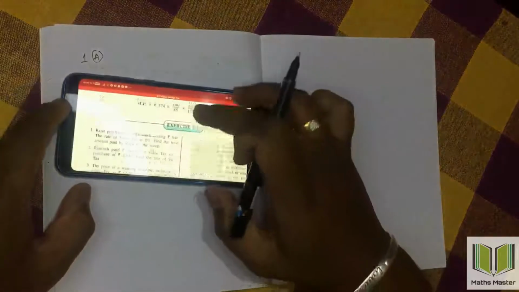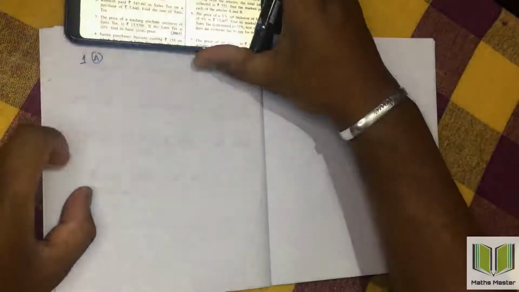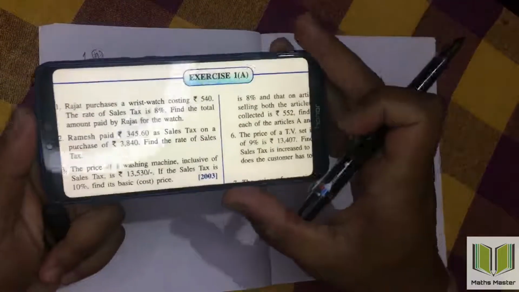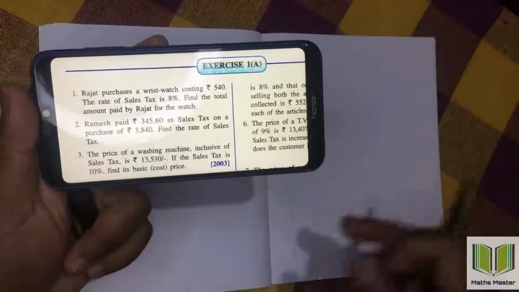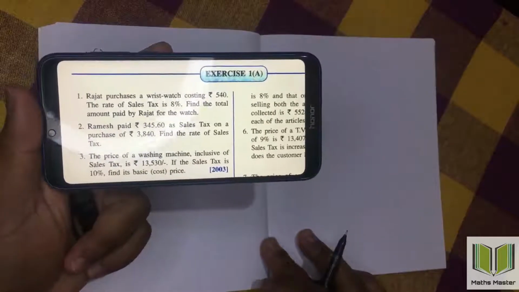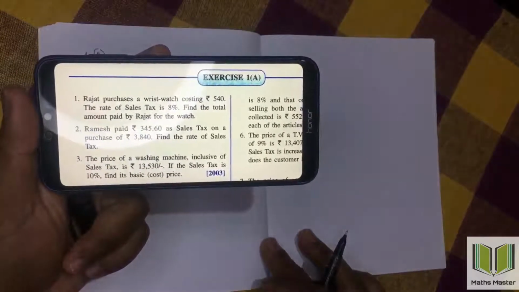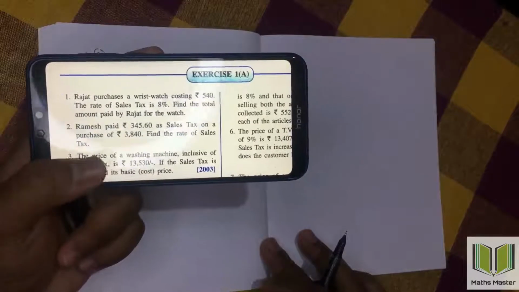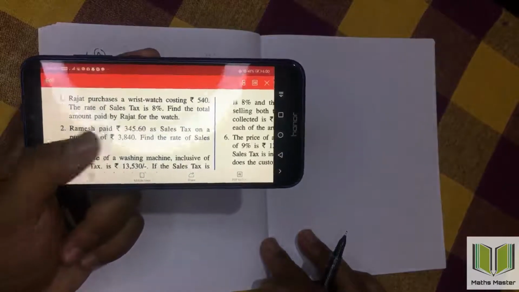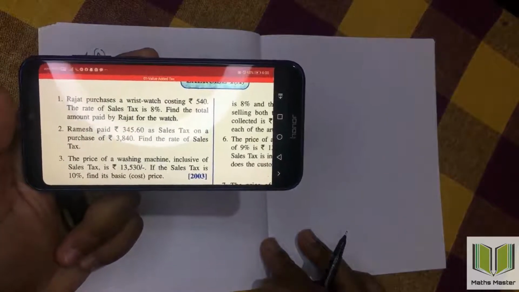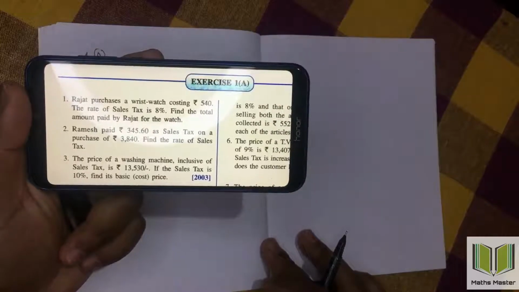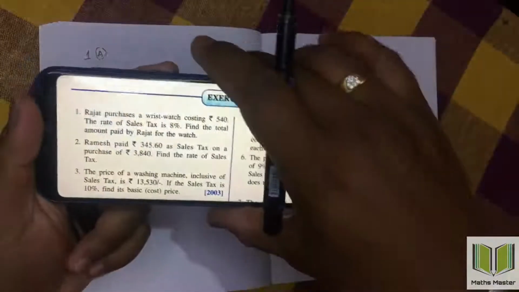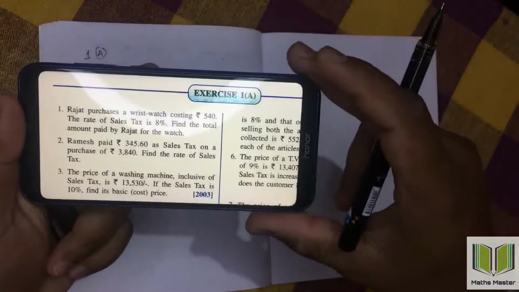Now exercise 1A has a question stating, the first problem says, Rajat purchases a wristwatch costing 540. The rate of sales tax is 8%. Find the total amount paid by Rajat for the watch. That's what the question says. Rajat has purchased a wristwatch costing a certain amount. The rate of sales tax is given. You need to find the amount paid by Rajat for the watch. Pay close attention. They are not asking for the sale price.